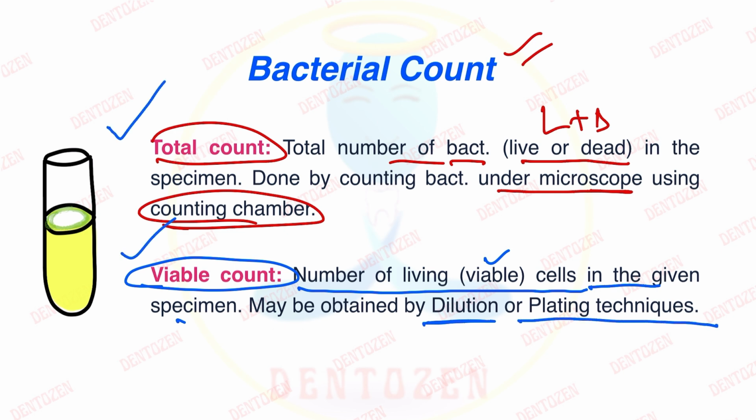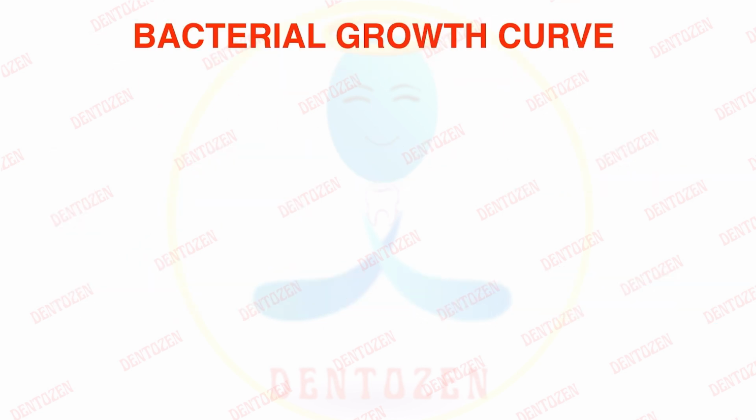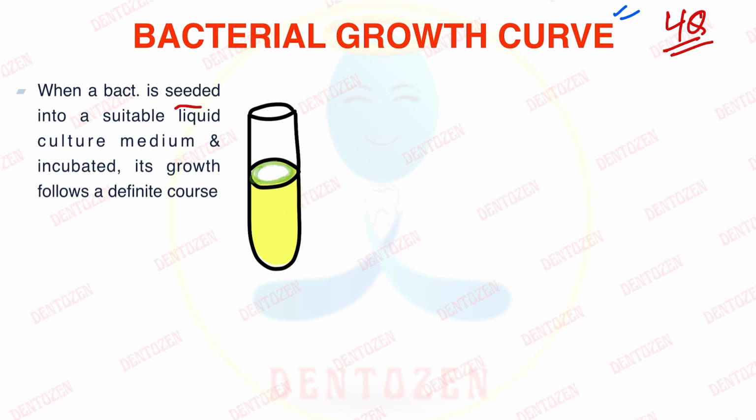And when we grow them, then the growth of the bacteria follows a course, that is a curve, and that is called bacterial growth curve. And that can be your important long question. So let's understand, let's introduce. So first is, when a bacterium is seeded into a suitable liquid culture medium, when it is brought into a liquid culture medium and it is incubated, its growth will follow a course. And that course, if we take the count, the total number of bacteria, and if we see how it is rising with time, then the curve that is obtained is called bacterial growth curve.